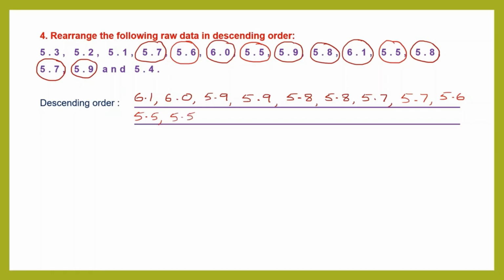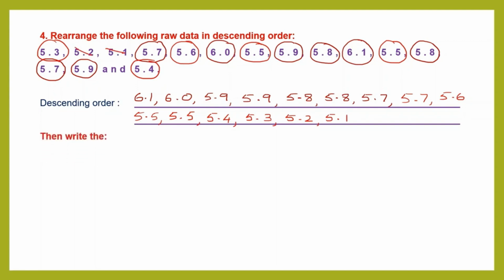5.5. Now let's go to 5.4. So we have 5.4. Then we have a few numbers only left now. Now that is 5.3. Then we have 5.2 and 5.1. So we have covered all the numbers, right? And we have arranged them in descending order.